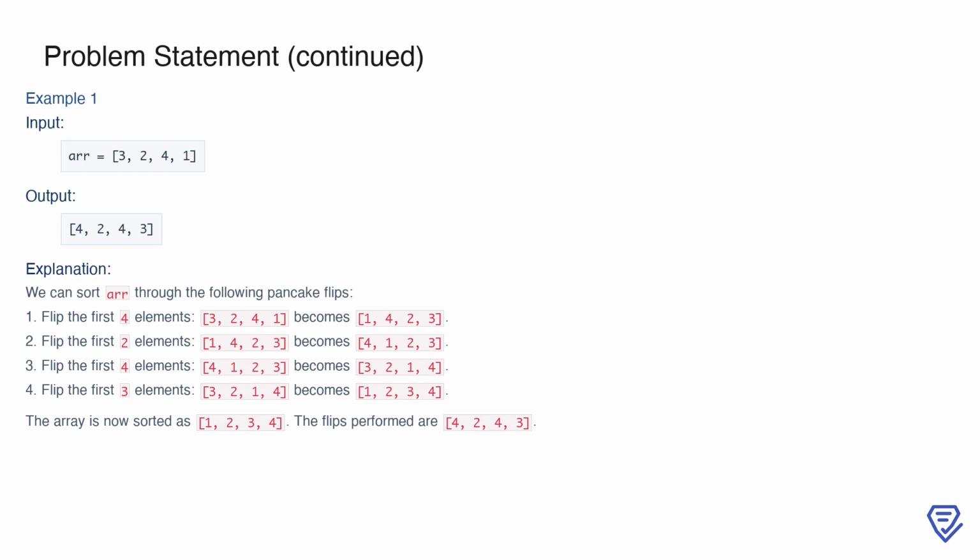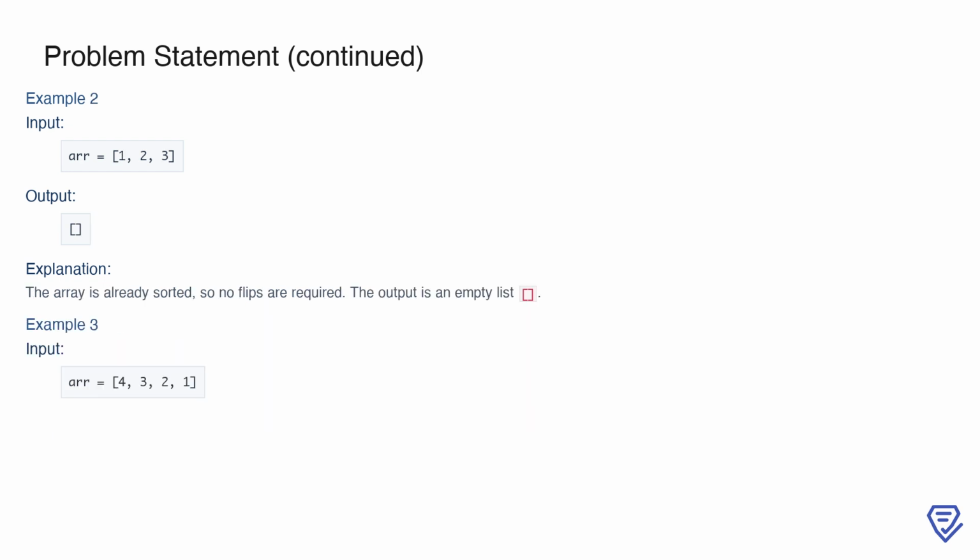This sequence is a valid solution because it successfully sorts the array within the allowed number of operations. Now let's consider another example. If the input array is ARR equals 1, 2, 3, the array is already sorted in ascending order. Since no flips are needed, the output is simply an empty list. In this case, the solution reflects the fact that no operations are necessary to achieve the desired result. This illustrates how the problem can handle cases where the input is already sorted.